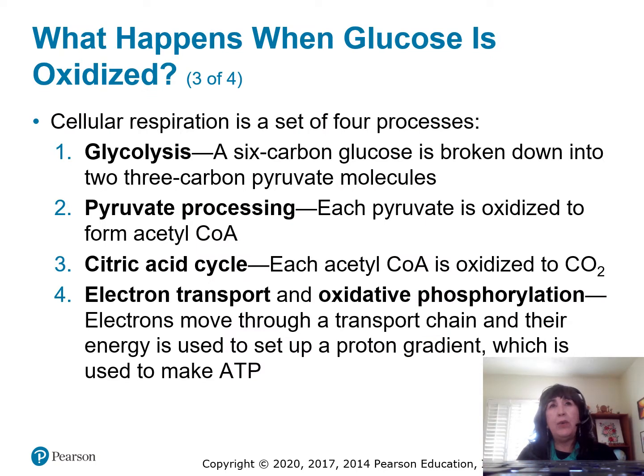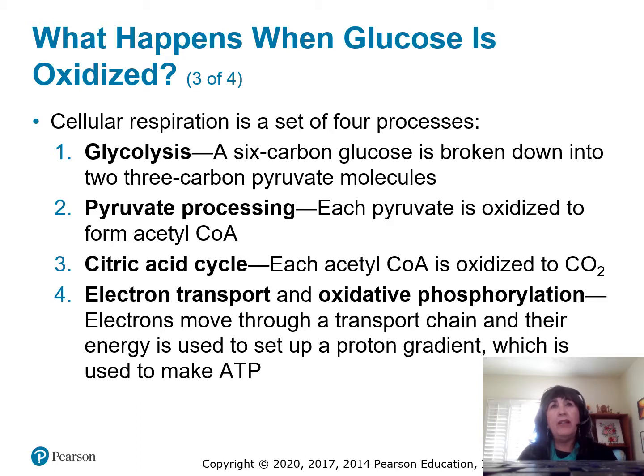So it says here what happens when glucose is oxidized. In cellular respiration, there are 4 steps. I love this slide. You should put a couple of stars here to remind you that you need this slide, because this lists all 4 steps: glycolysis, pyruvate processing, the citric acid cycle, and the electron transport chain.